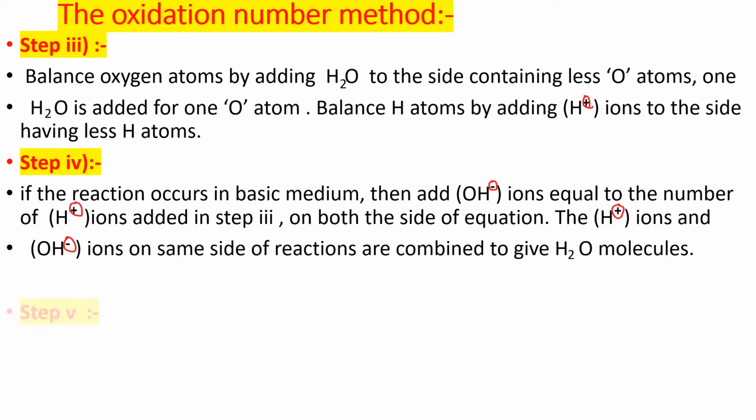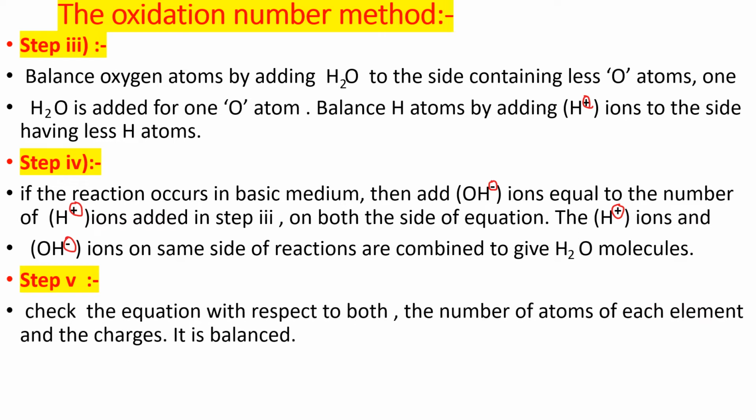Then next, step number 5. In step number 5, you have to simply check the equation with respect to both the number of atoms and the charges of each element. Then this equation is simply balanced. One simple note you have to memorize: for the acidic medium, when the reactions are just present in acidic medium, then step number 4 will be omitted. Okay. Next.